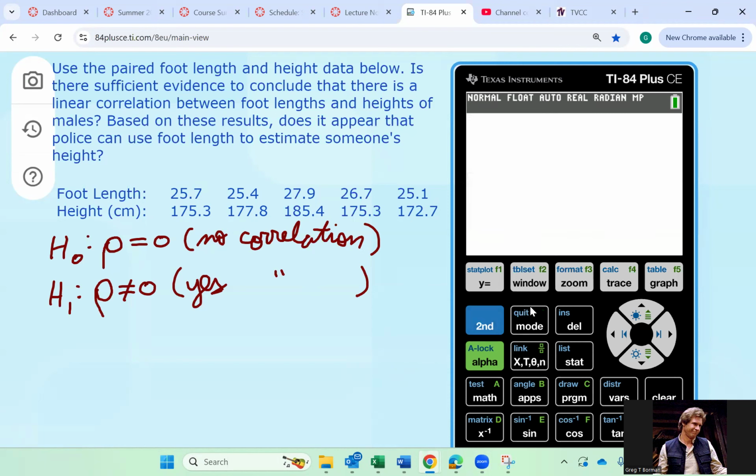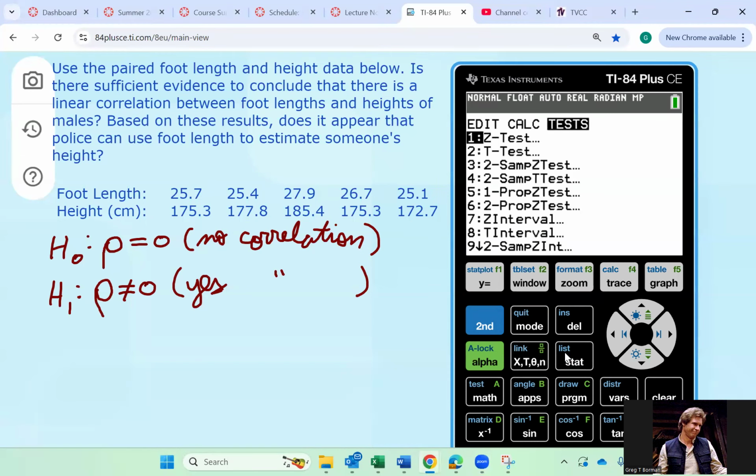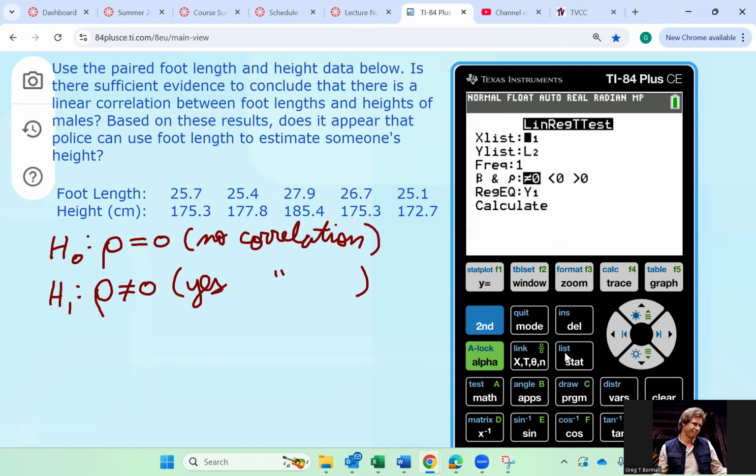Then we'll quit out of there and go to stat, over to tests, and go up to LinRegTTest, the linear regression t-test. We want to do linear correlation, but we also want to do a hypothesis test. Our data are in L1 and L2. Make sure the alternative is not equal to 0 every time. I put Y1 in there, but you don't have to. Calculate. Let's see what happens.